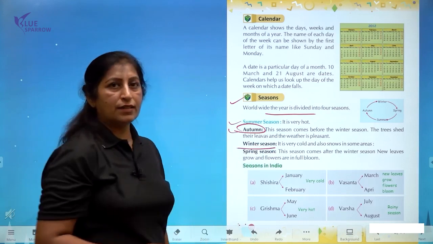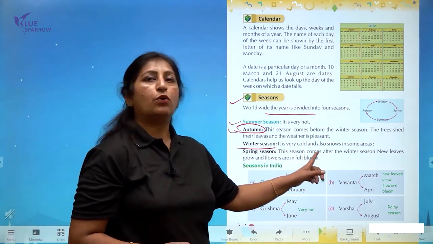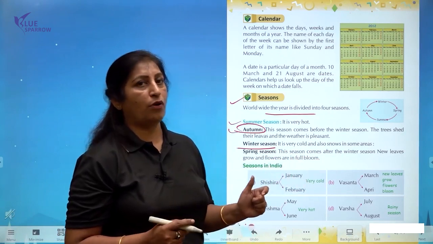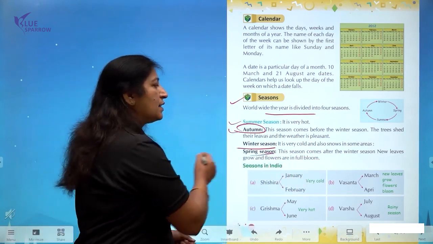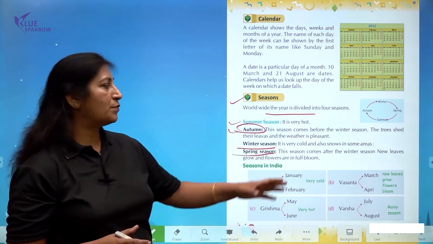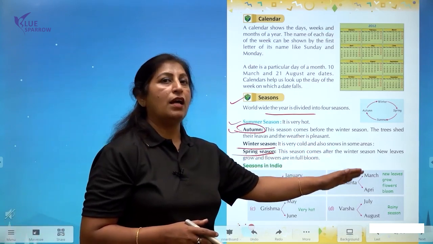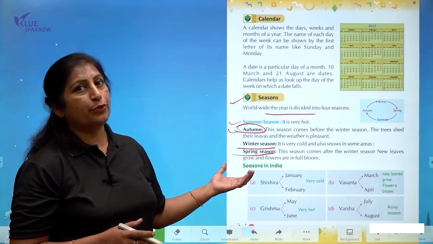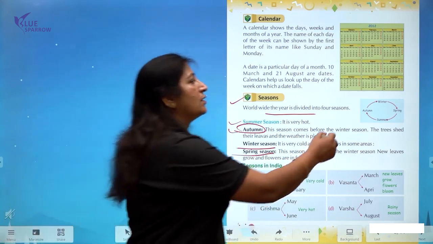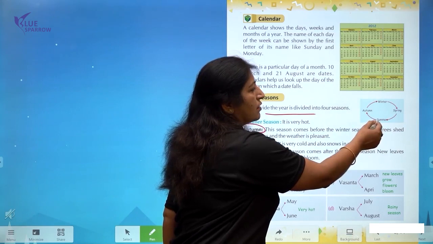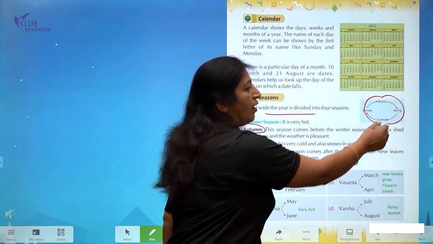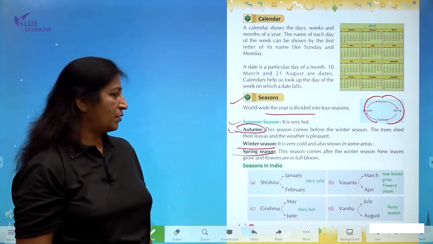Then comes winter season. It is very cold and also in some areas there occur snowfalls. Spring season comes after winter season. In this season, new leaves grow and flowers are in full bloom. This is the cycle of seasons: summer, then autumn, then winter, then comes spring and after that again summer comes.